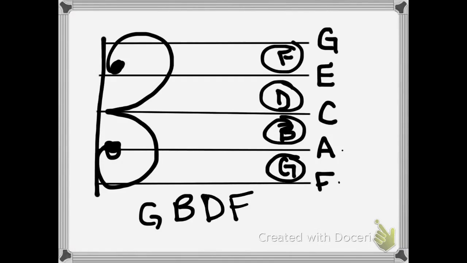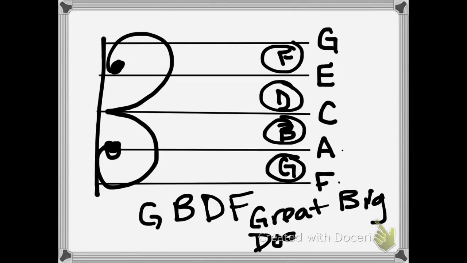I remember this one with great big dogs fighting. G, B, D, F. Great big dogs fighting.